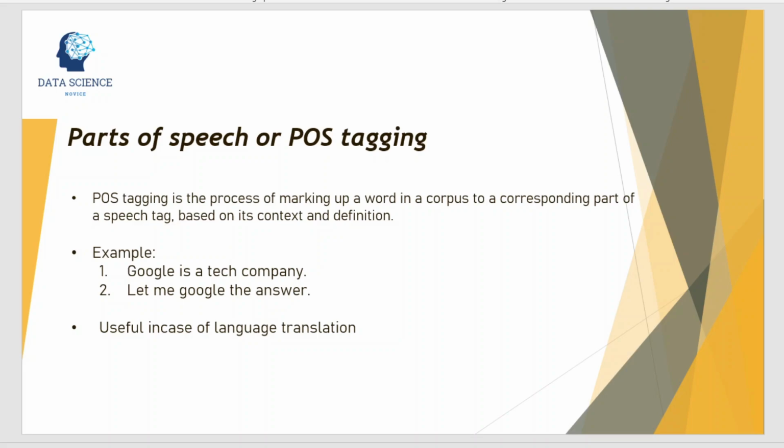To make it clear, let's take an example. The first example is "Google is a tech company". In this case, Google is a noun, so when we do POS tagging, it will tell us Google is a noun here. On the other hand, if I say "let me Google the answer", in this context the tag for Google is going to be verb, because here Google refers to searching something on the internet. You can see how important this is for language translation, as it is able to tell that Google here is something else and Google there is something else. As of now, we are not going to talk much about this, but in future, if we do translation or conversion, we will surely touch upon this topic.